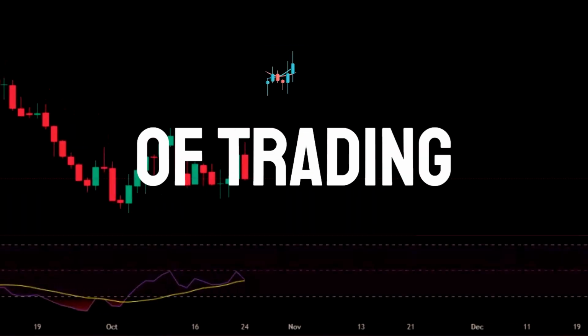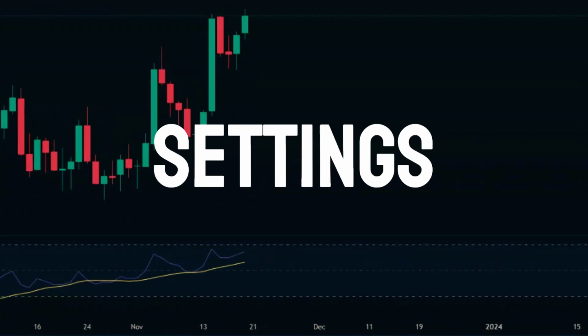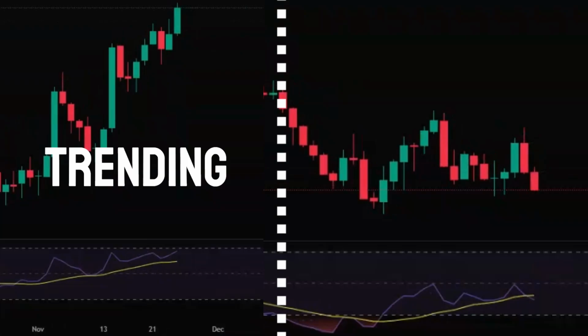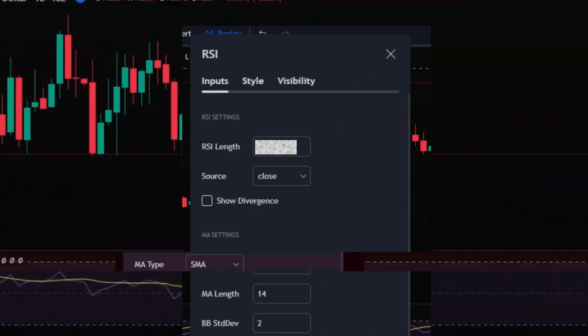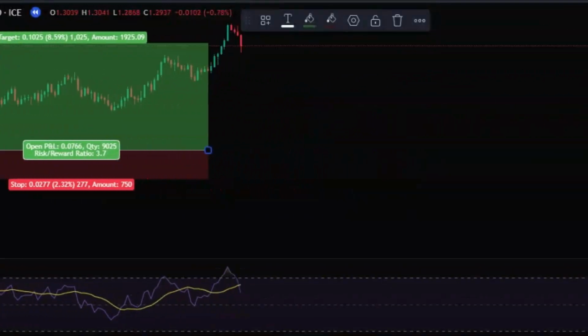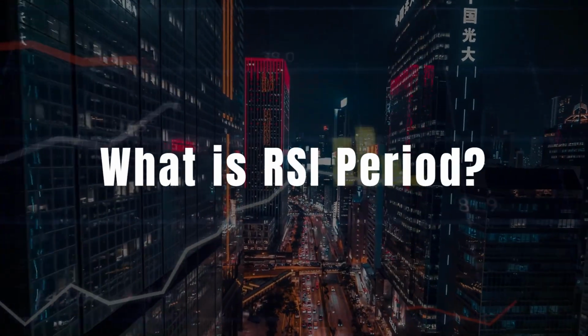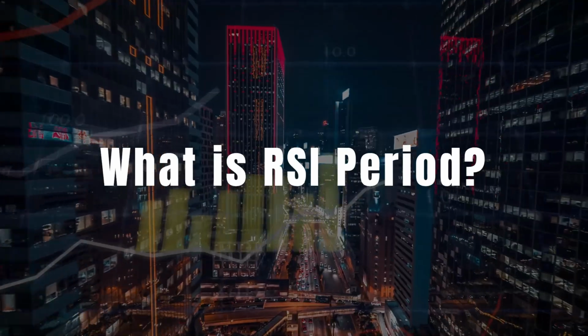After 4 years of trading, these are the best RSI settings for each market phase. Whether the market is trending or ranging, I will show you the exact RSI settings you need to understand the current market conditions. But first, what exactly is the RSI period or length?